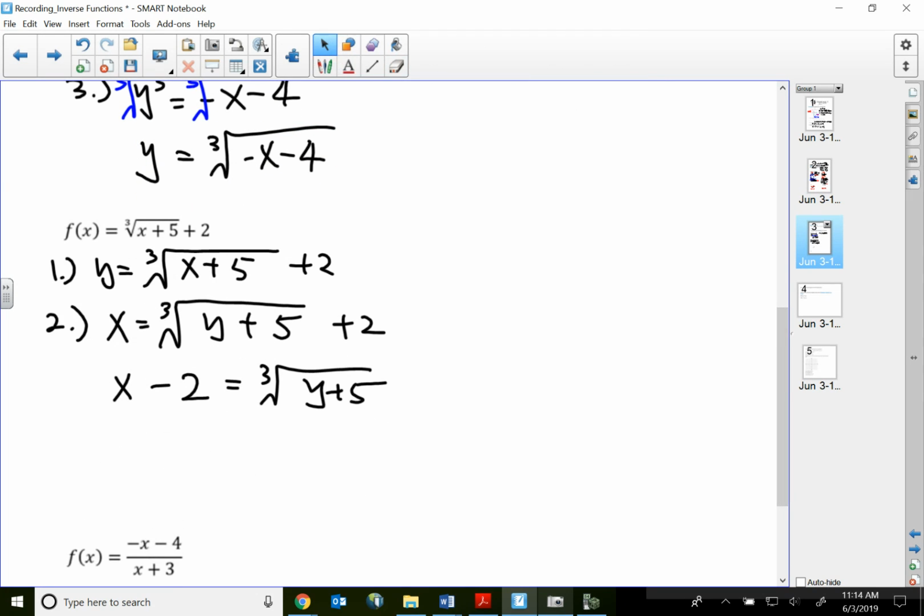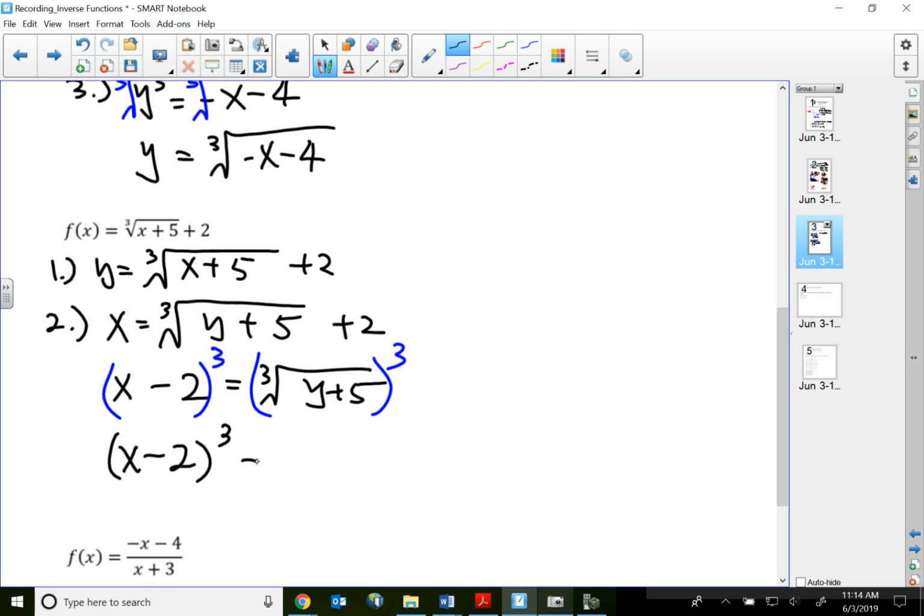Now to get rid of the cube root, I got to cube both sides. So I'm just going to cube it like this. I'm going to write it like this rather than multiply it out. So then I should have x minus 2, whole thing to the third power, equal to y plus 5. So move the positive 5 over. My y will equal x minus 2, whole thing to the third, minus 5. All right, so this is a cubic function. You can look at it, you can tell the function has shifted to the right 2, down 5.